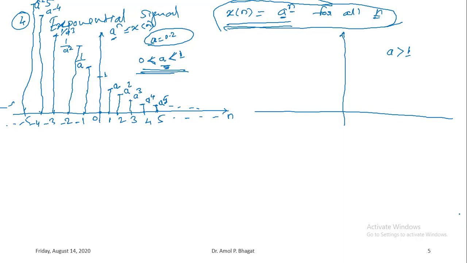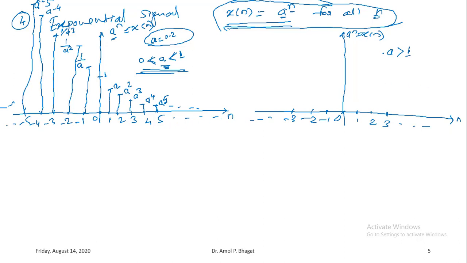So again, if I want to plot this exponential signal in graphical form, on the x-axis I can indicate time, on the y-axis I can represent the value of signal x of n. Again I can take time here 0, 1, 2, 3 and so on. Similarly minus 1, minus 2, minus 3 and so on.